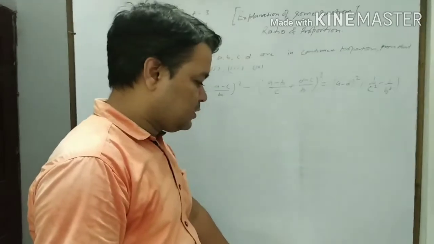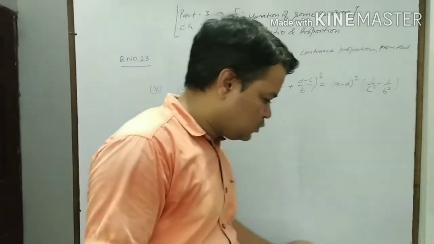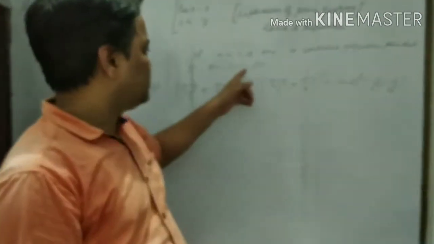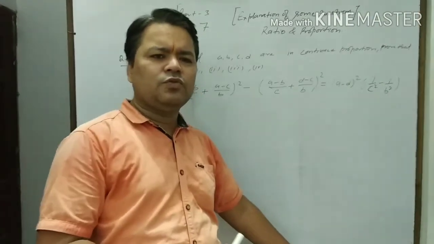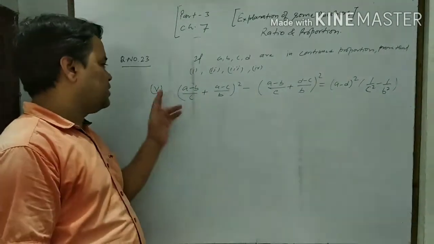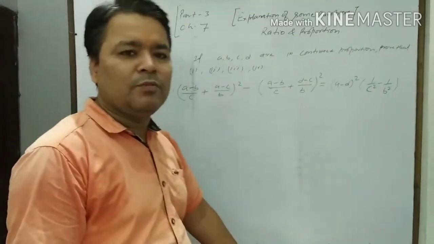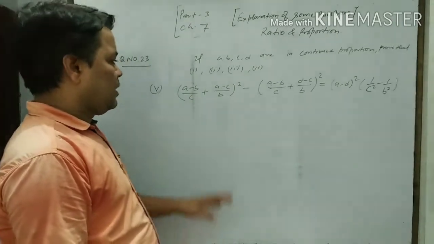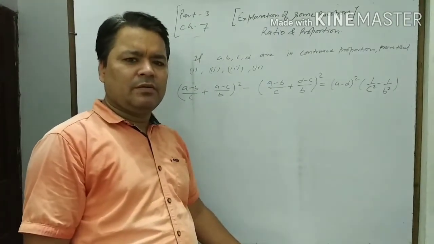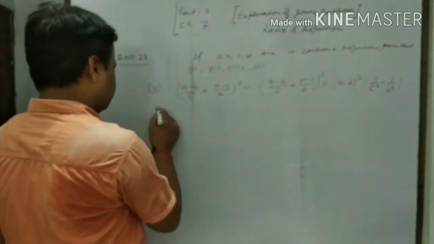So here, just like in question number 20 and 22, the first, second, third and fourth question we can solve very simply by the componendo-dividendo method. But here if we try to solve this, I think it will take more steps. Therefore, I would like to explain it with a very simple method. That method is like this. Solution.